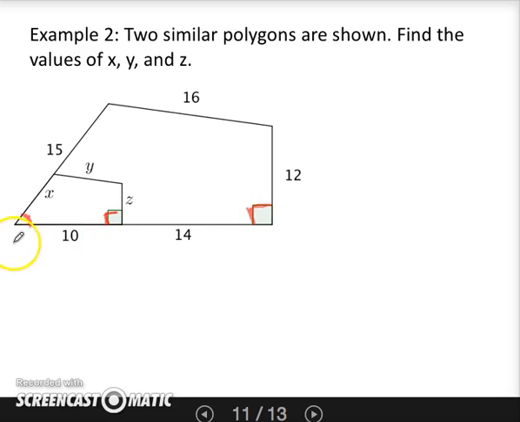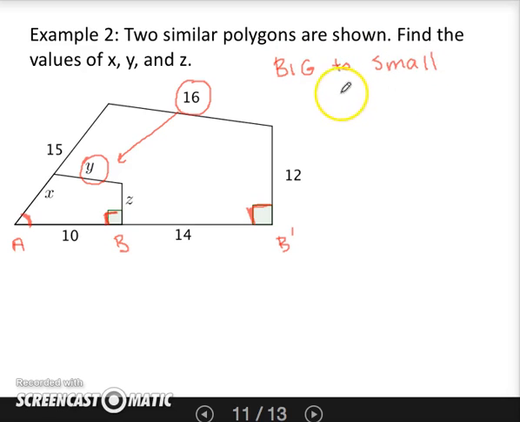So for example, if this is vertex A and this is B, then this would be B prime, the corresponding vertex. So we're asked to find x, y, and z. Our first job is to find the scale factor. Since we're going from a known to an unknown, we know that we're going from big to small. So we want a scale factor of less than 1.